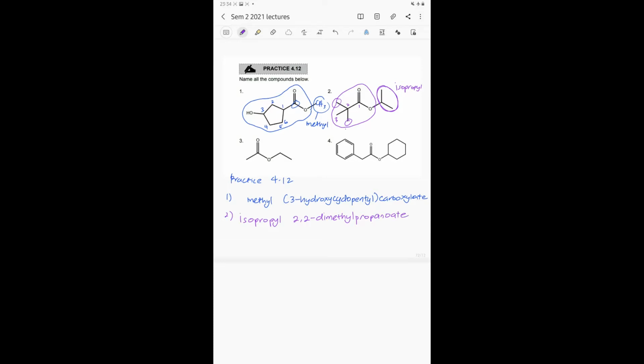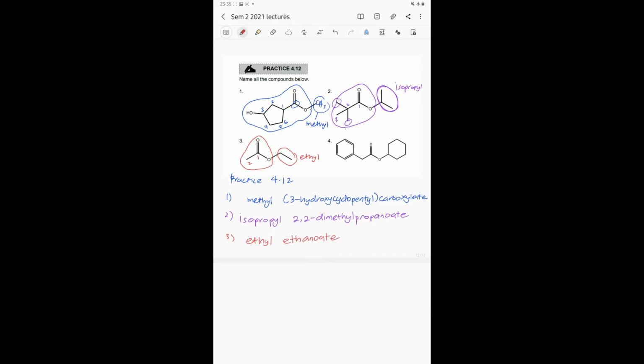Okay, number 3. Let's use a different color. This part is the alkyl, which is called ethyl. We have 2 carbons. This part is the alkanoate part. How many carbons? 1, 2. So very simple. Number 3 is ethyl ethanoate.